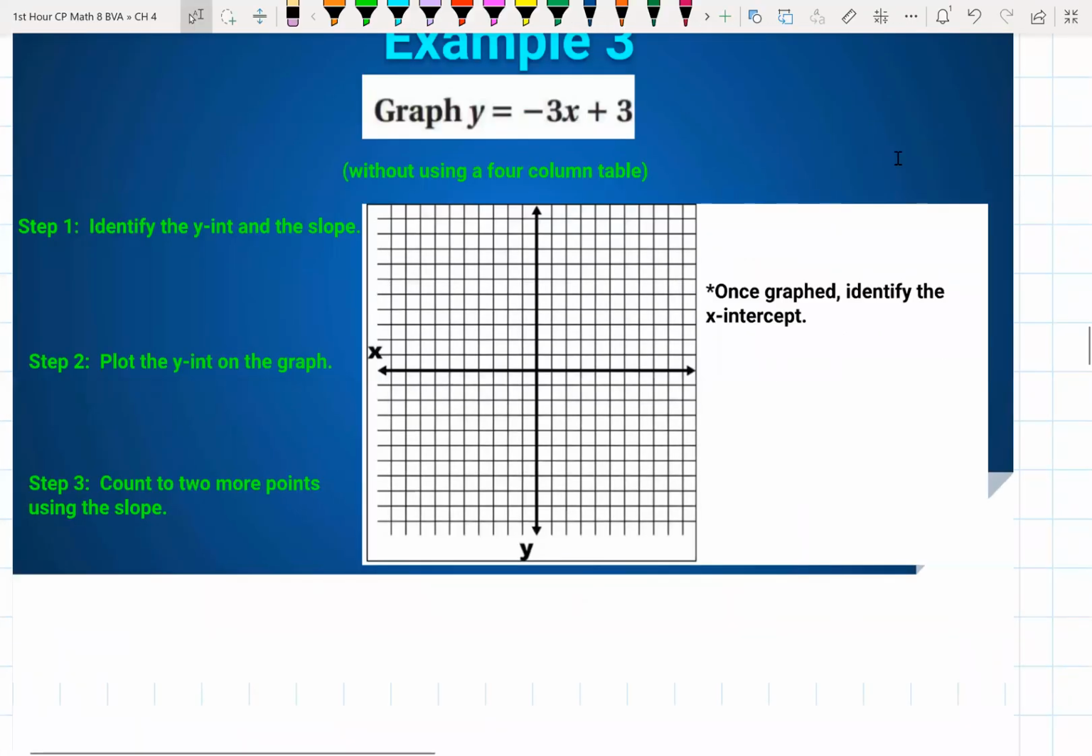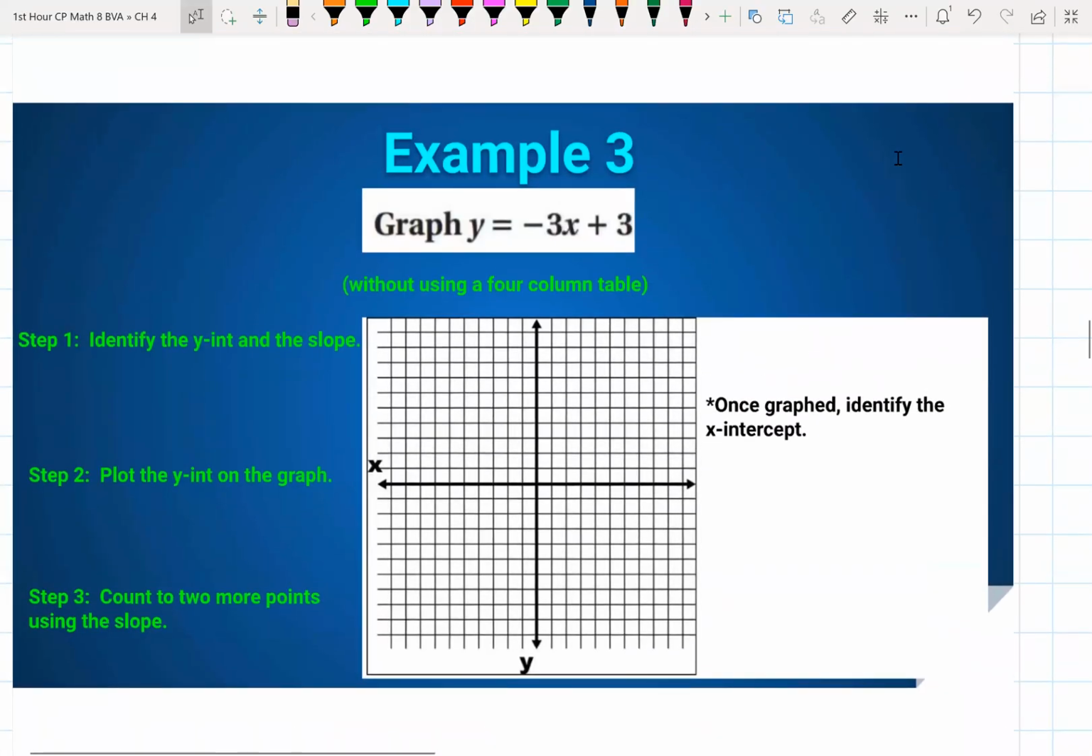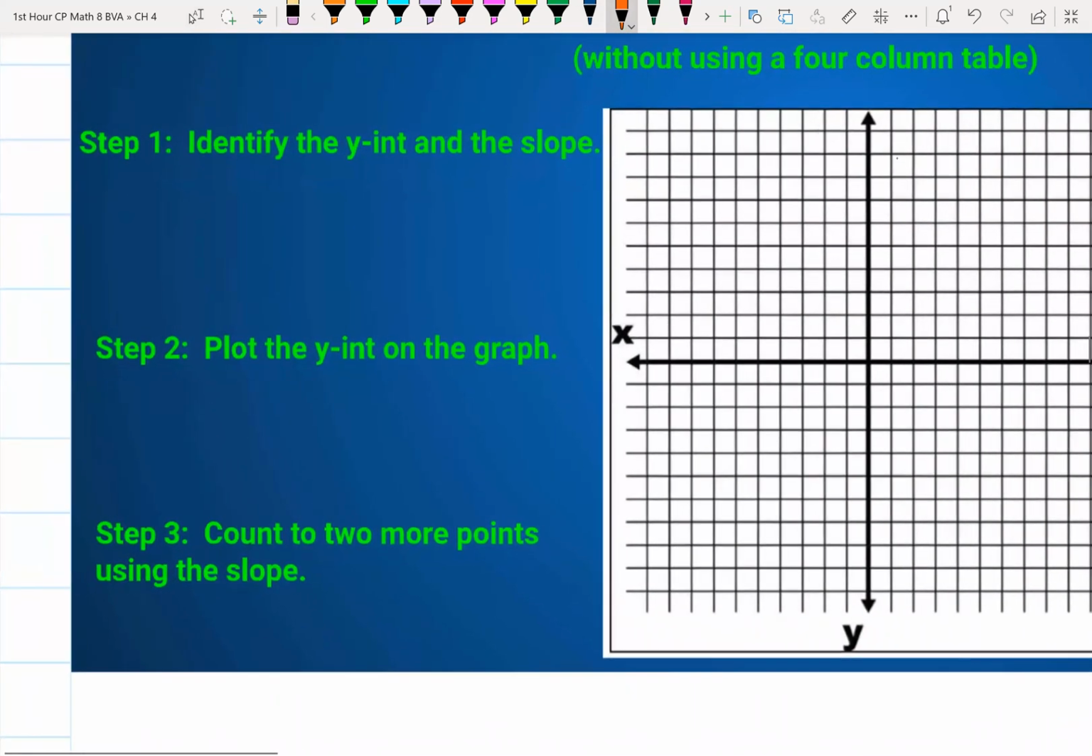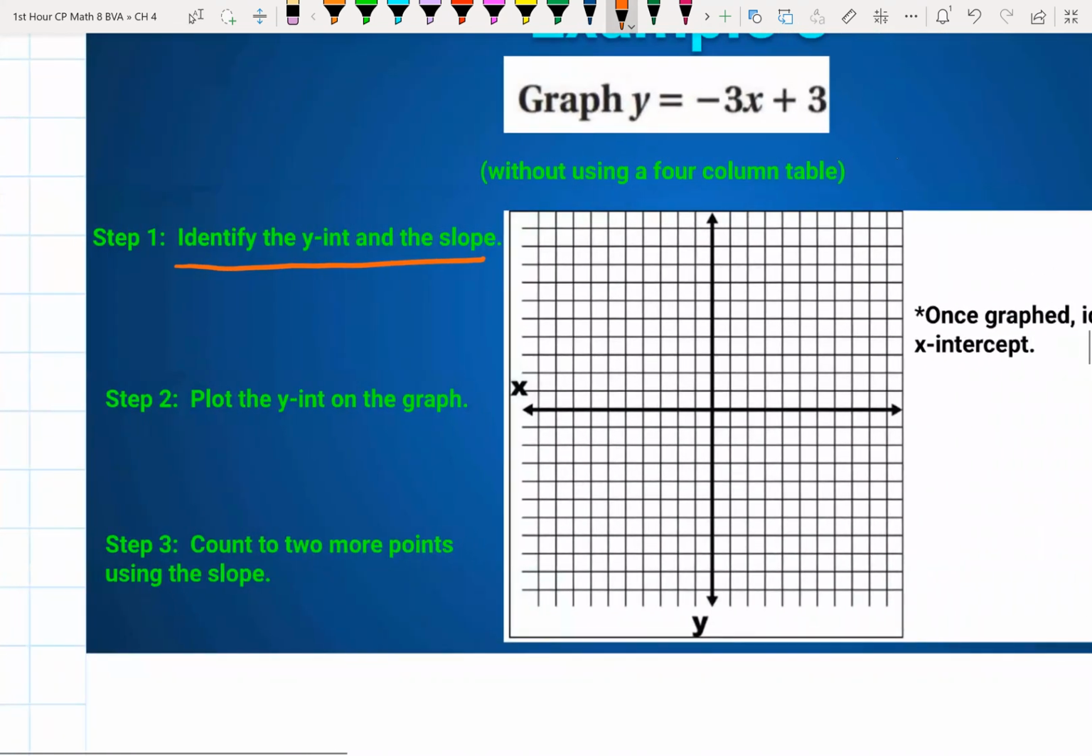All right, in example 3, we're finally going to explore graphing slope-intercept form without making a table. So step 1, and you want to write these steps in your notebooks over here. So if you need to pause the video, that's totally okay. Step 1, identify the y-intercept and the slope, just like we've been doing.